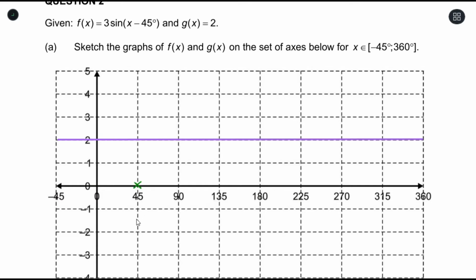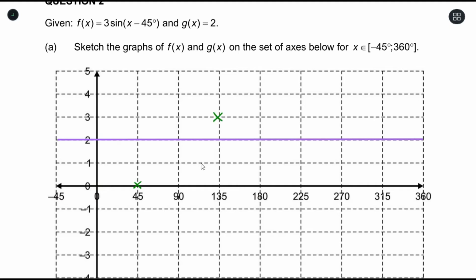Okay, now we go to the next one, 90. Sine 90 is normally 1. Now, multiplying it by 3 means that it would be positive 3. But now we're moving it 45 degrees to the right. It's going to go to 135. So it will be (135, 3).